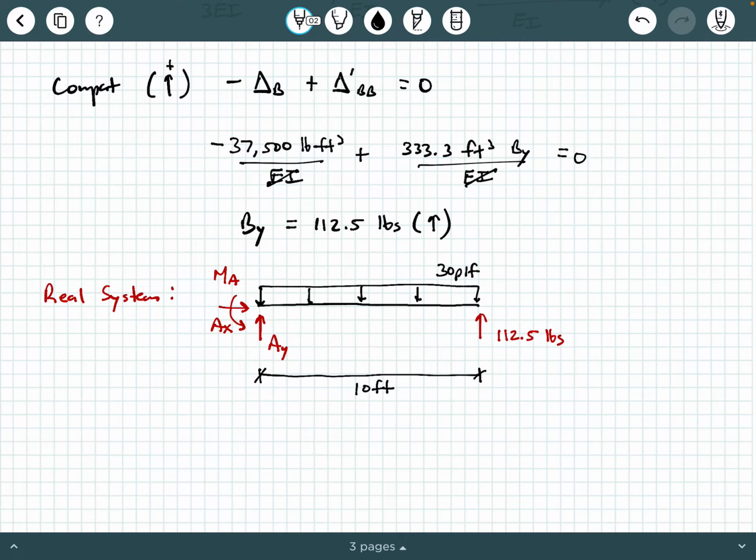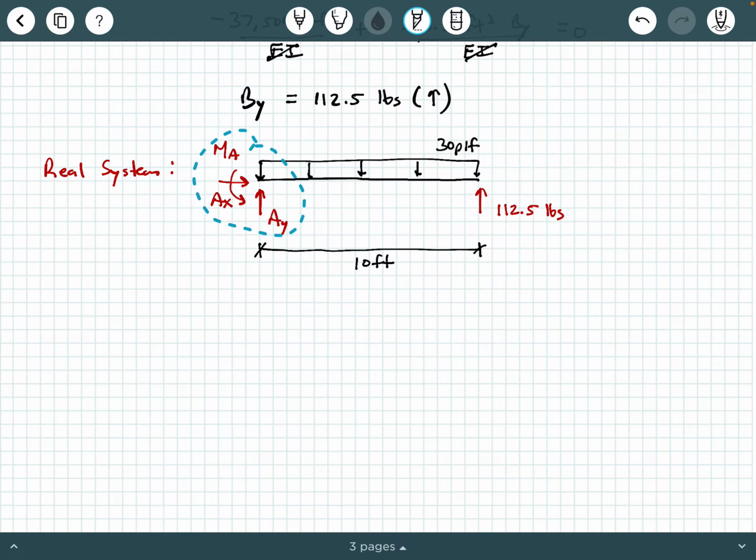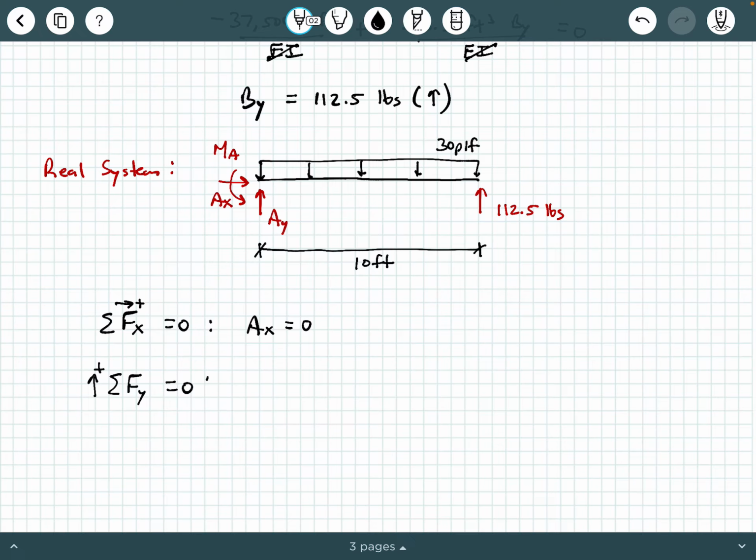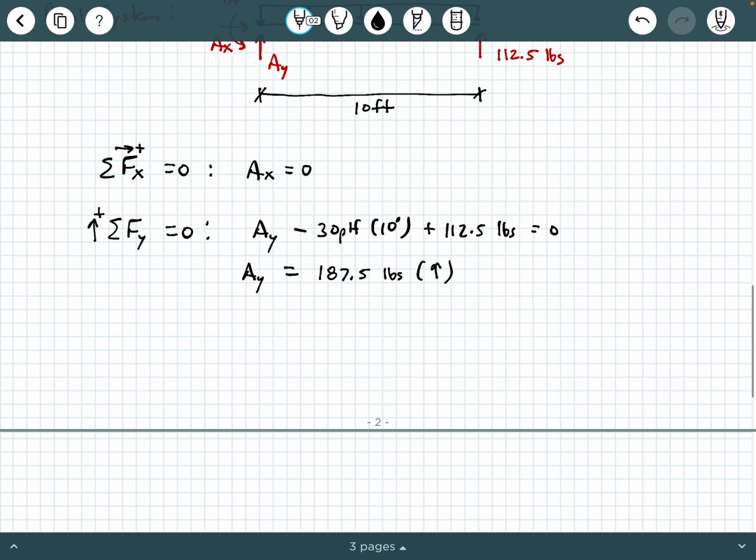So now, if you notice, since we have BY, we only have these three remaining unknown reactions that we can easily solve for. Clearly, we can say sum of the forces in the x direction equals 0, so AX is going to be 0. Next, we can say sum of the forces in the y direction equals 0, taking things pointing up as positive. So we can say AY minus 30 PLF times 10 feet plus 112.5 pounds equals 0. And doing some rearranging here, we'll get AY equals 187.5 pounds reacting upwards.